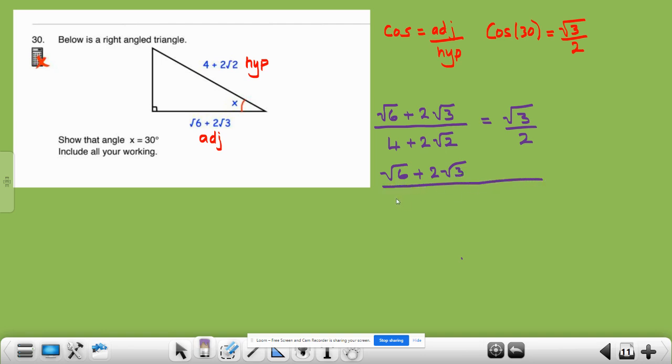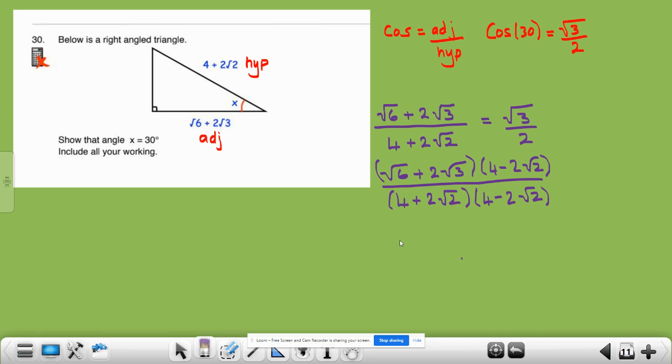I'm going to put a big line across there. If we've got 4 plus 2 root 2, what we need to do to get rid of that surd is to multiply it by 4 minus 2 root 2. And of course, if we're doing that to the bottom, we must keep that fraction equivalent. So we need to multiply the top by the same. Okay, so that is our next step.